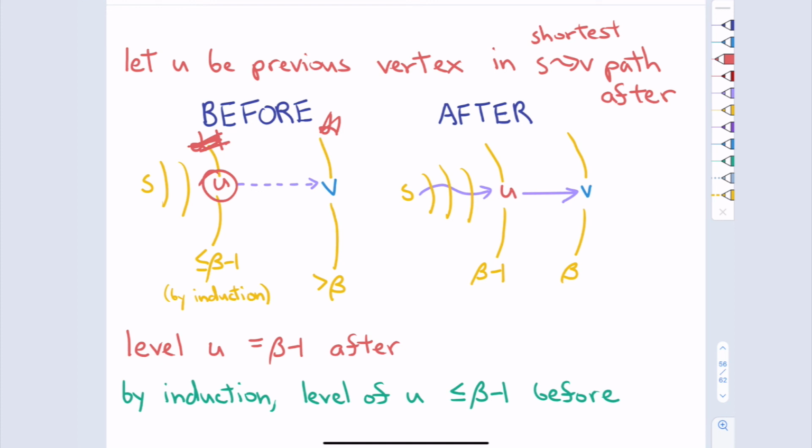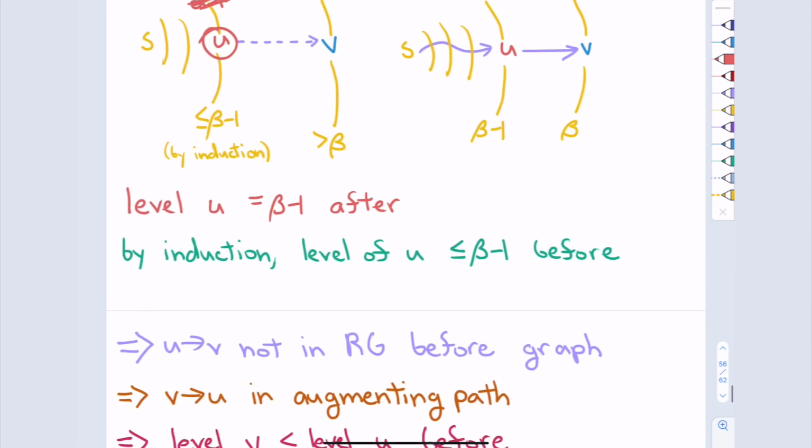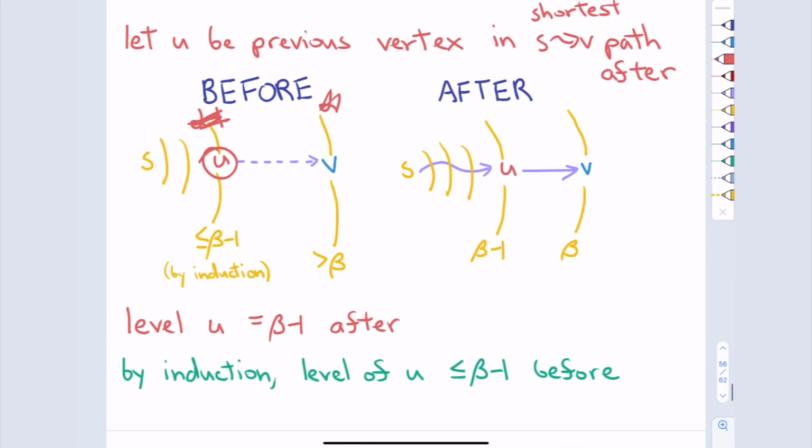Sorry about the typo. All right, so by contradiction, I'm assuming that the level of V before augmentation is bigger than alpha. Then it must be the case that the edge U to V was not in the graph before, because this represents a hop of at least two layers in between them.